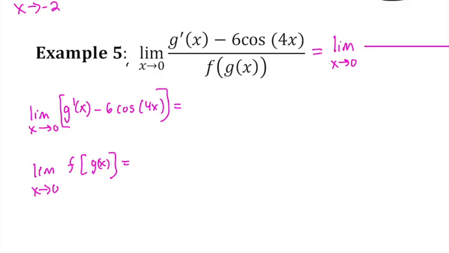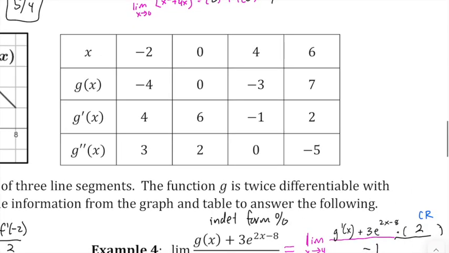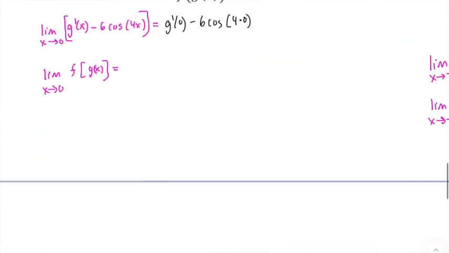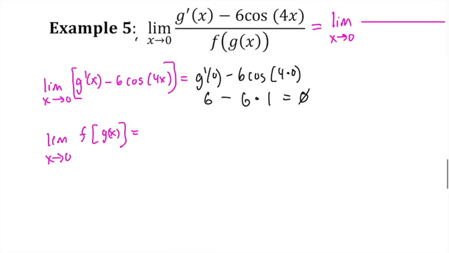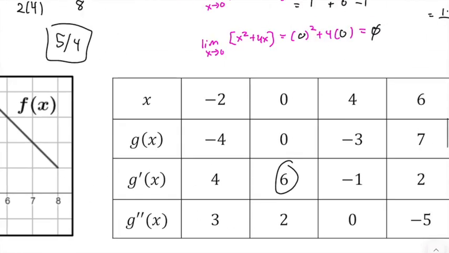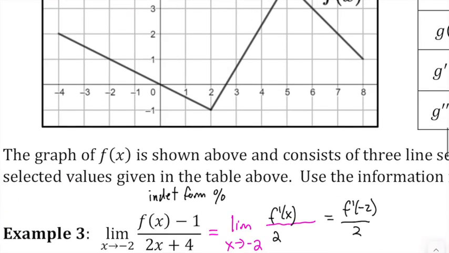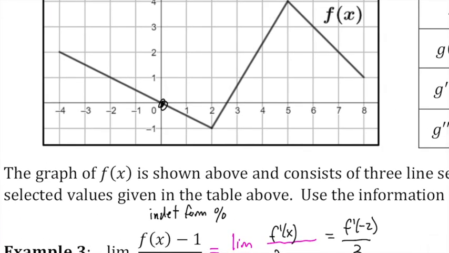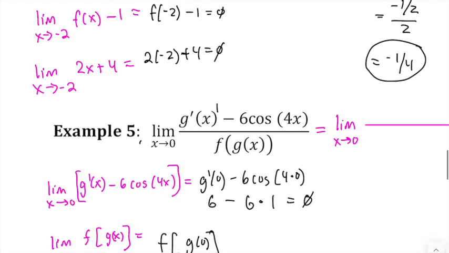All right, example 5. So again, let's plug in 0 into the numerator and denominator. So g prime at 0 is going to be 6. And cosine of 0 is 1. So this is going to equal 0. Now let's plug in 0 into the denominator. So g of 0 is going to be 0. And then f at 0 is also 0. So again, we have indeterminate form.